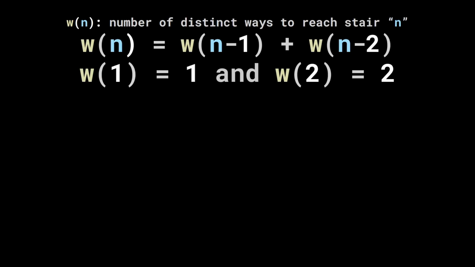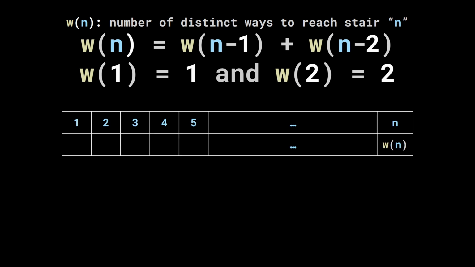If we go back to the definition of our function w, we can construct a table where the cell at index n contains the value w of n, and we can initialize the first two cells with the base cases, such that the cell at index 1 contains 1 and the cell at index 2 contains 2. Then for each remaining cell, we can calculate its value by adding the values of the two previous ones. So that's what we do until we reach the value we want.